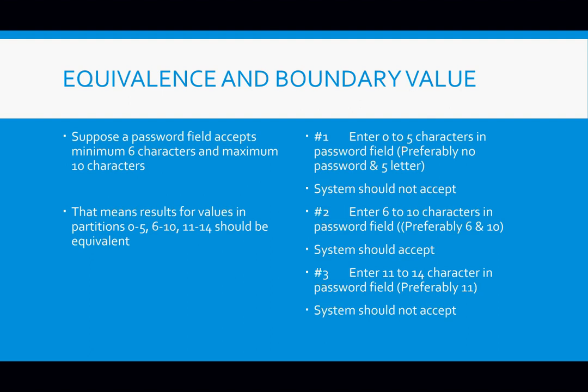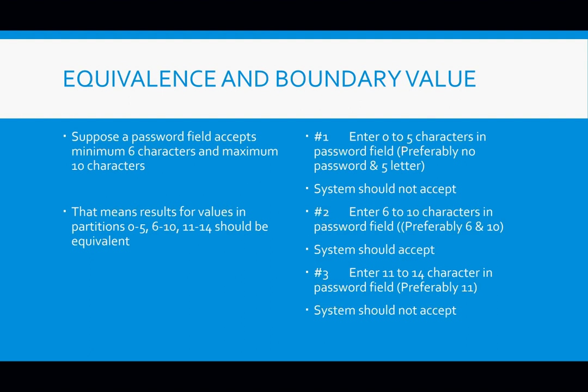So in this case, you can see that we are going to be using equivalent partition and boundary value analysis together. Because you're going to be putting your test cases into equivalent partitions, and you're also going to be using the boundary of each partition that you've already set out. Our first partition is 0 to 5, our second partition is 6 to 10, and the next partition is 11 to 14.